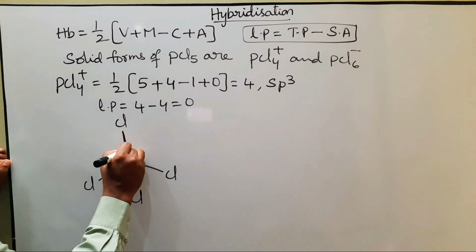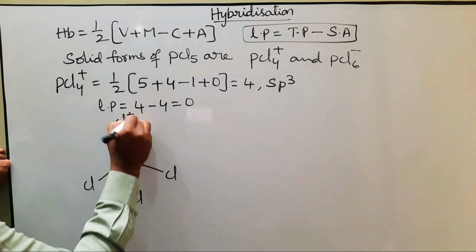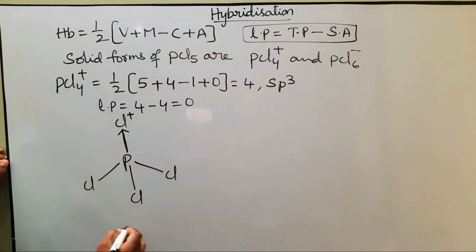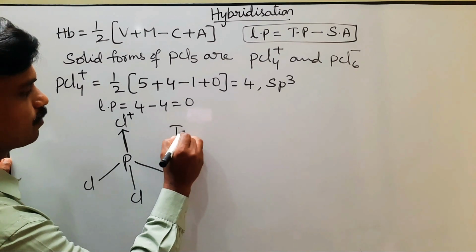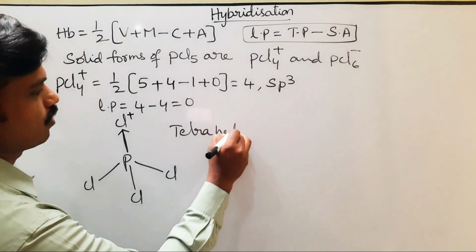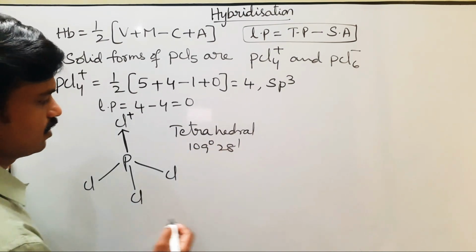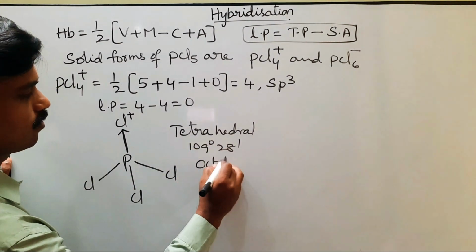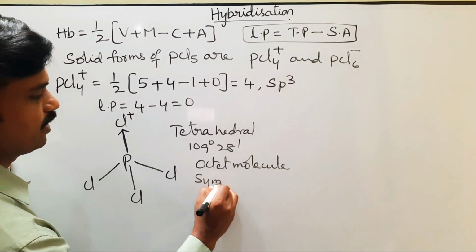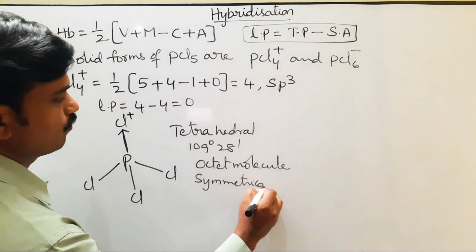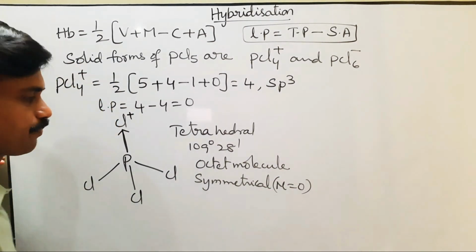Now in PCl4 plus, actually here one coordinate covalent bond is found between Cl plus and P, and the remaining bonds are covalent bonds. So it is also like a tetrahedral shape. Bond angle 109 degrees 28 minutes. It is an octet molecule and it is also a symmetrical molecule. For symmetrical molecules, dipole moment mu is equal to 0.